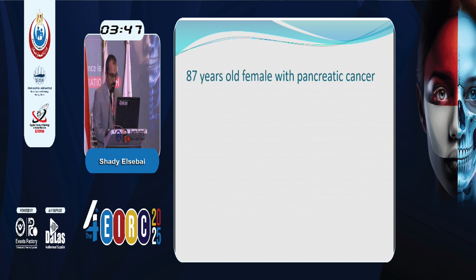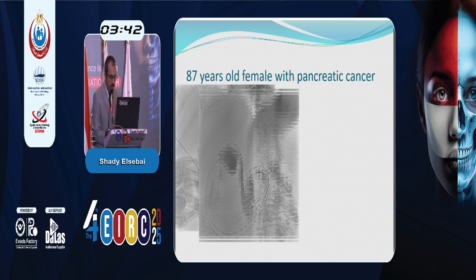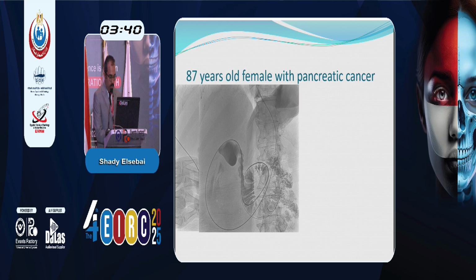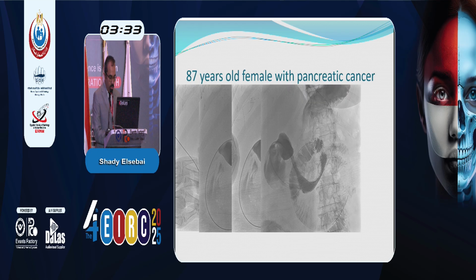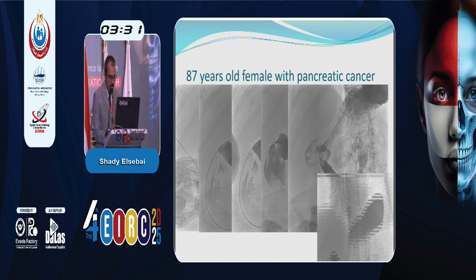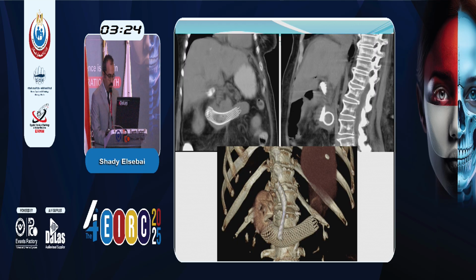This is another case of an 87-year-old female with a locally advanced pancreatic cancer. Here we see the level of the stricture, then the wire passing through the stricture, then after stent deployment, balloon dilatation of the stent, and finally contrast seen passing through the deflated stent normally. These follow-up CT images, coronal, sagittal, and volume rendering imaging, show the stent in place and patent with good flow of contrast through it.